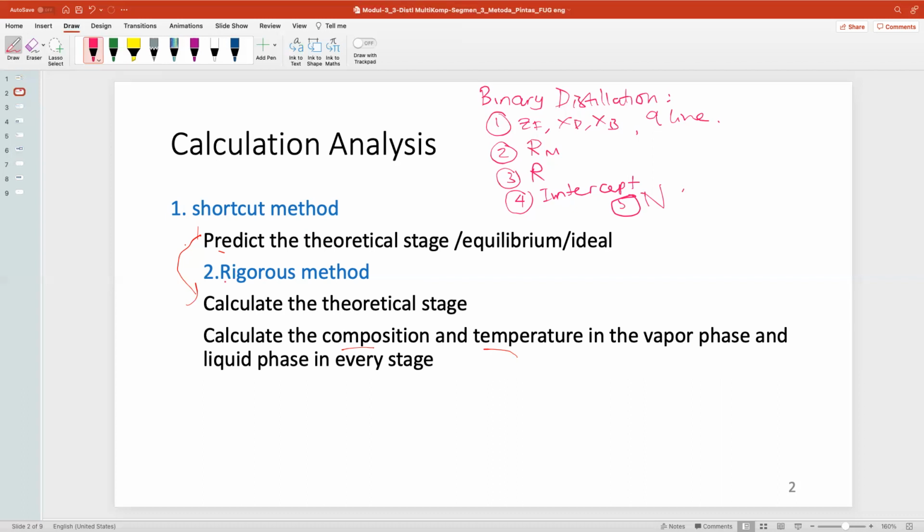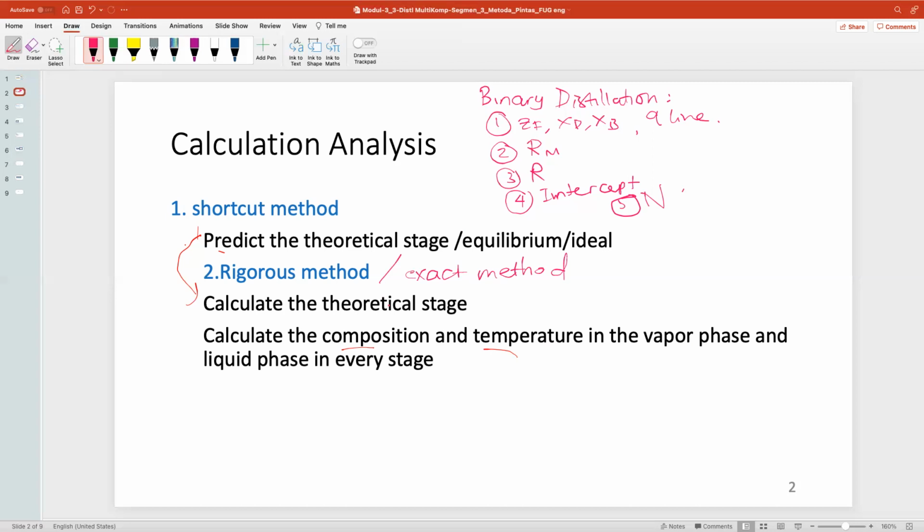So the shortcut method is to predict the theoretical stages at ideal equilibrium, while the second one, the rigorous method or exact method, is to recalculate the theoretical stages. Sometimes our assumption here can deviate by about 1 to 3 stages. And then we also want to calculate the composition and temperature in the vapor phase and liquid phase at every stage.